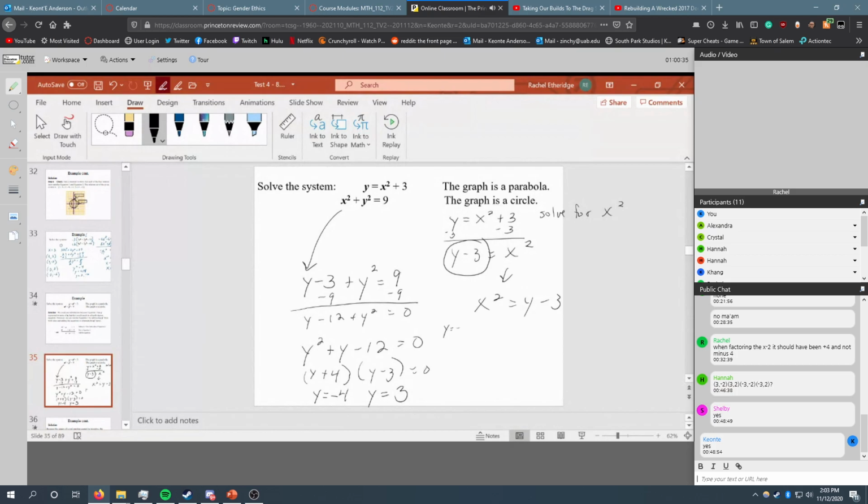So when y equals negative 4, x squared equals negative 7. So we get plus or minus the square root of negative 7. Imaginary number.